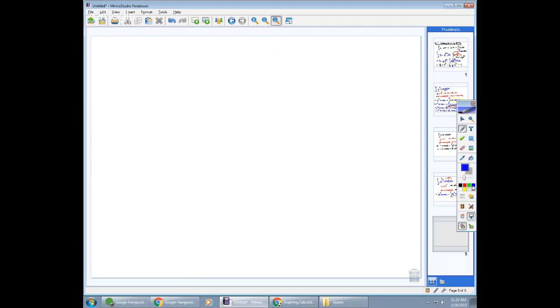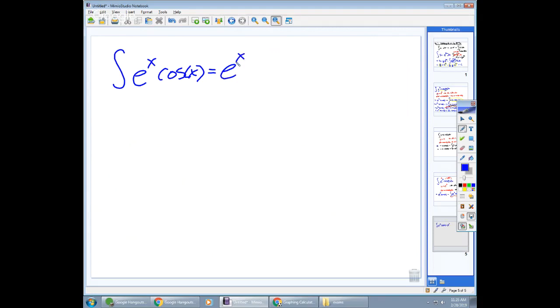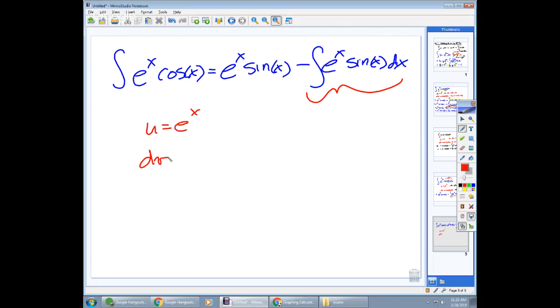So just to summarize where we are. We started off with the integral of e to the x cosine of x, and we found that that's equal to e to the x sine of x minus the integral of e to the x sine of x dx. And so now we need to do integration by parts again. So let's stick with the same pattern. Let's let u equal e to the x and dv equals sine of x dx.